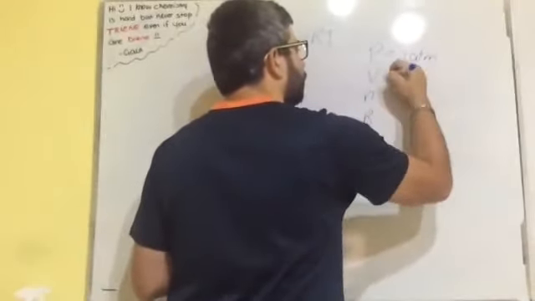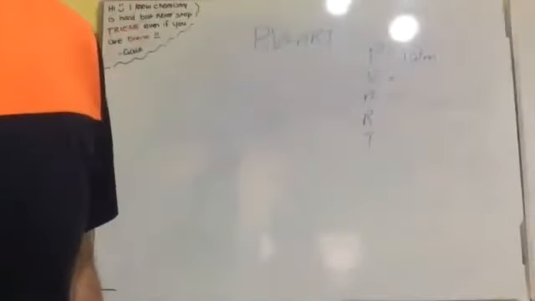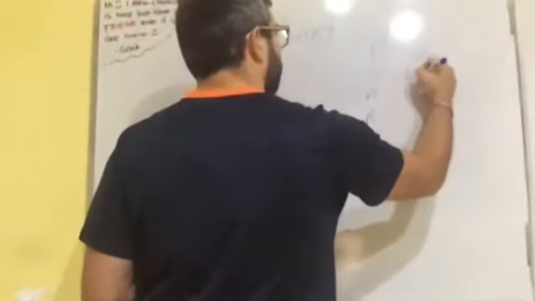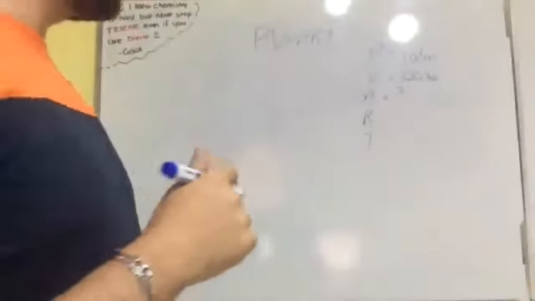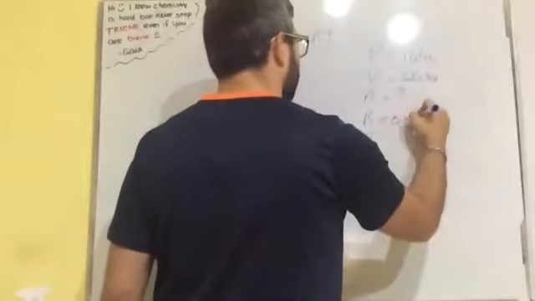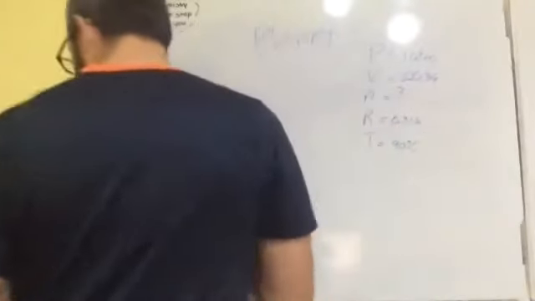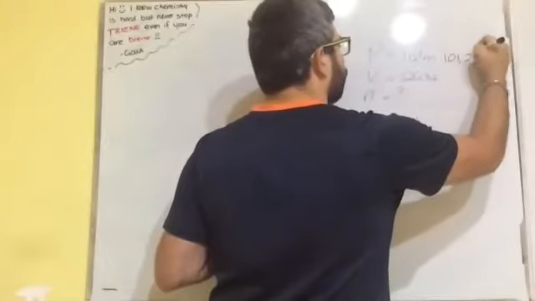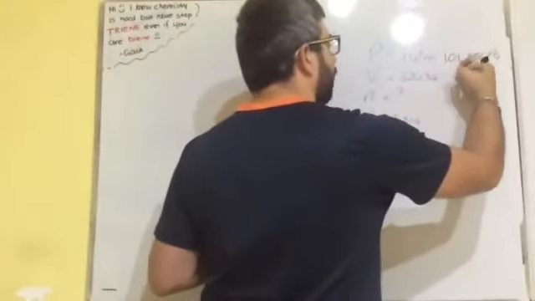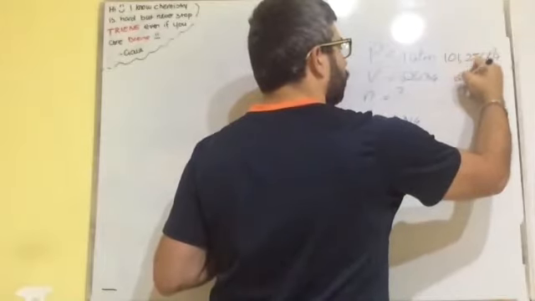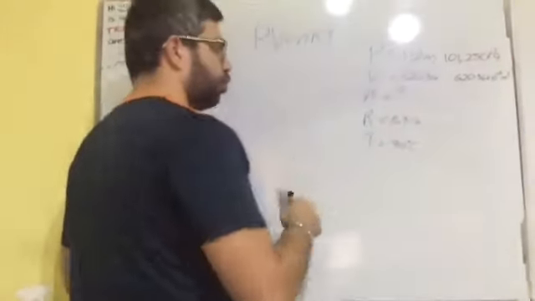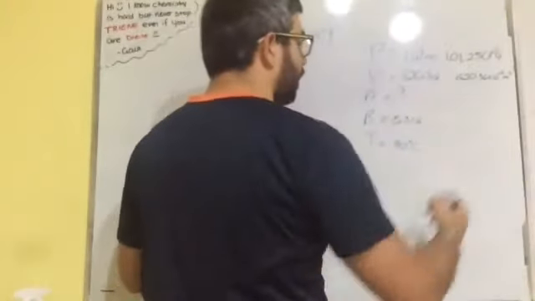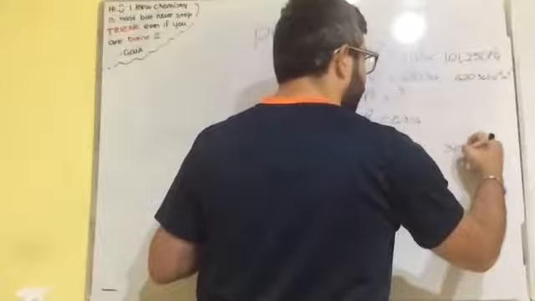It's 1 atmosphere, volume is 620.34 centimeters cubed. Number of moles, unknown. R equals 8.314. T is 90 degrees Celsius. But you must note that these are not the SI units. So the pressure will have to be 101,250 pascals. Volume will have to turn to 620.34 times 10 to the minus 6 meters cubed. Number of moles, we don't know. Temperature, you have to add 273 Kelvin, which is equal to 363 Kelvin.